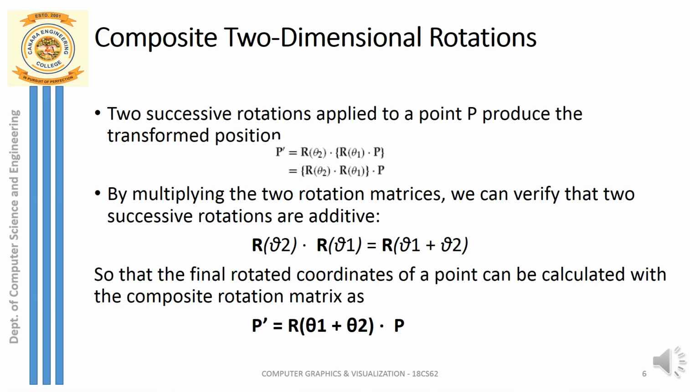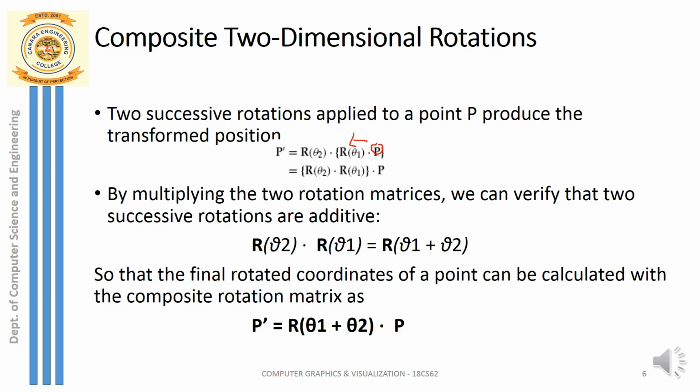Now we'll see how two-dimensional rotations can be applied. I can apply multiple rotations over a single point P. For successive rotation, as you know, we are performing post multiplication, so the sequence of transformation moves from right to left. The first rotation that you're applying on point P is R theta 1, where theta 1 is the angle of rotation on the point P.